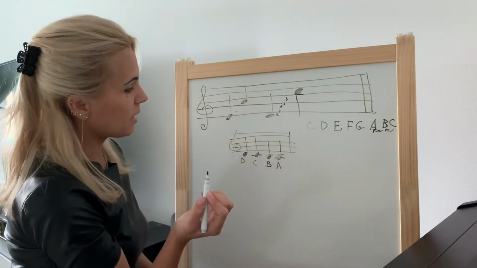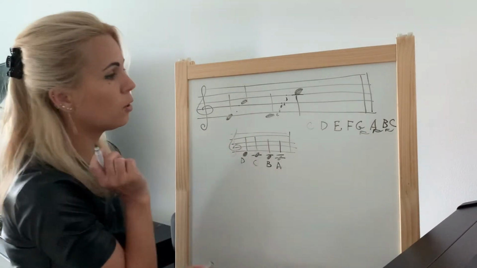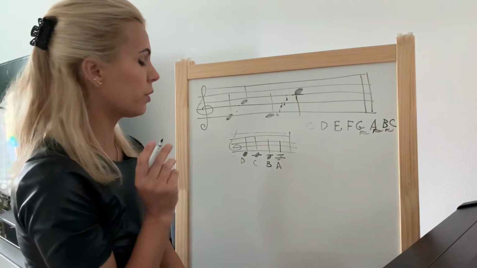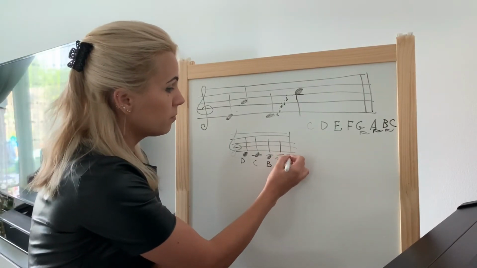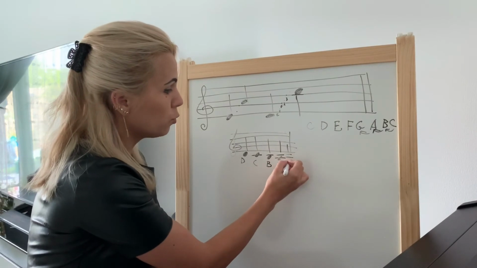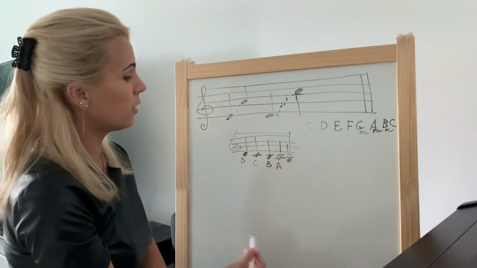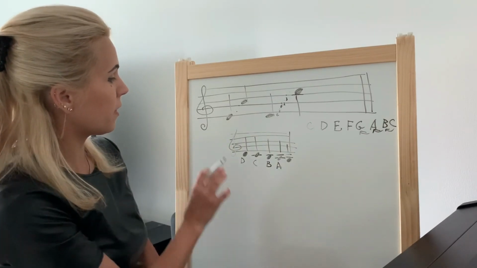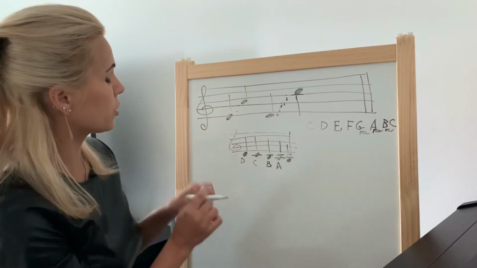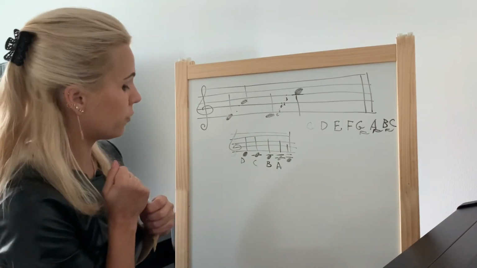And exactly the same thing happens if I need to write G, and this is the lowest note I'm going to show you in this lesson within this course. So if I need to write G, I will just move it under the second leger line. So this is how we're writing notes that are below your first line.